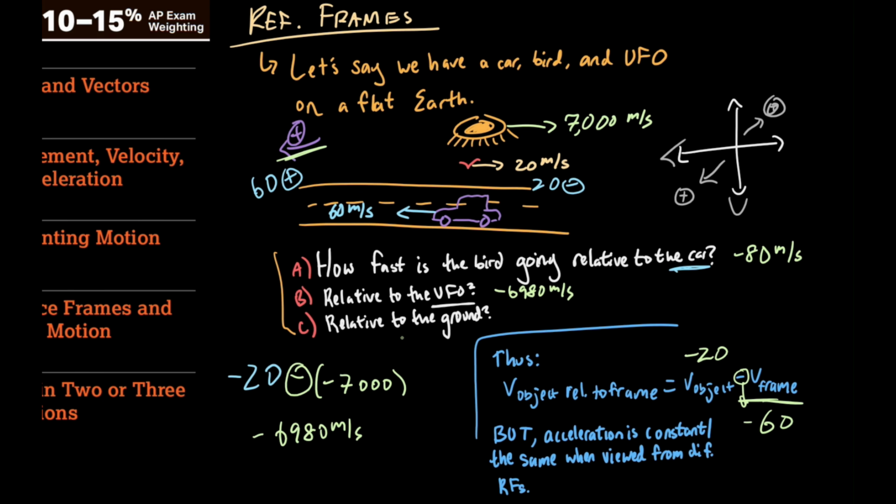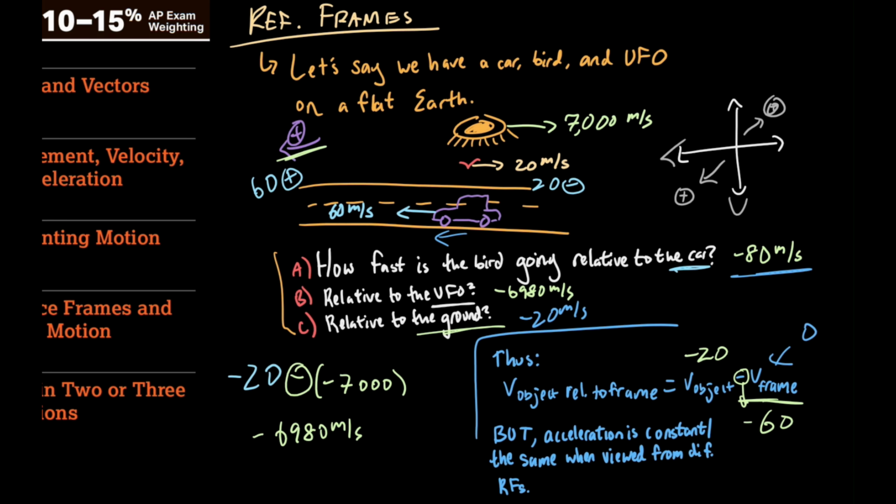And of course, relative to the ground is supposed to just not be moving at all, so the reference frame's velocity is 0, and we just get negative 20 meters per second for that one. Now, what does this all mean? Well, that means that the bird relative to the car is essentially going backward even faster than the car is moving forward.